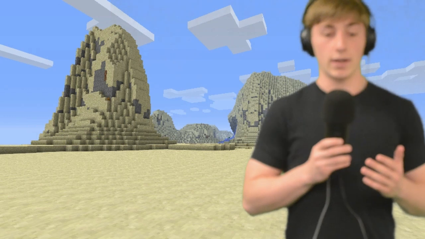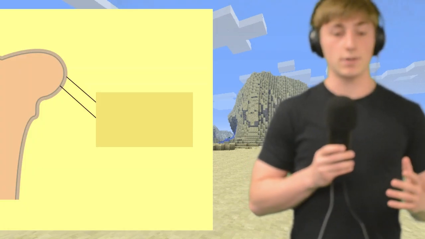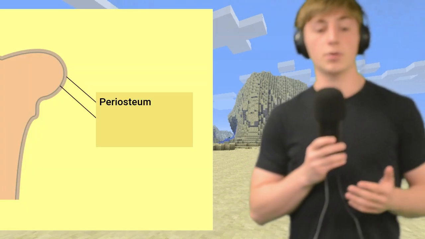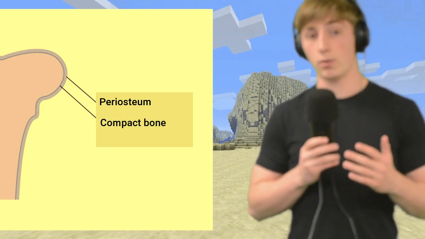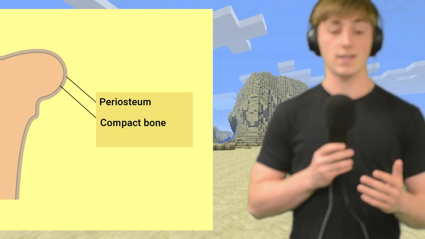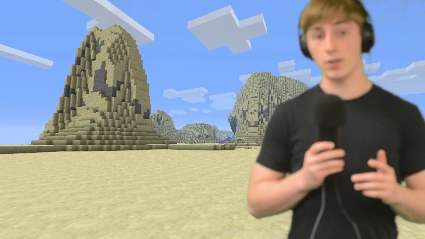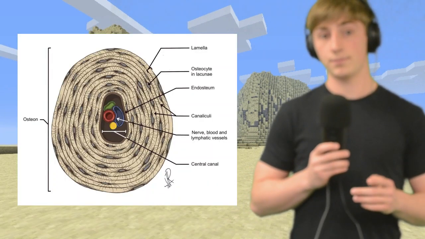Bones are formed in layers. The first layer is a tough connective tissue called periosteum. This is the location of muscle attachment and bone repair. Beneath this layer is the compact bone. It is a thick layer of bone that gives it strength. Compact bone is arranged in cylinders called osteons.